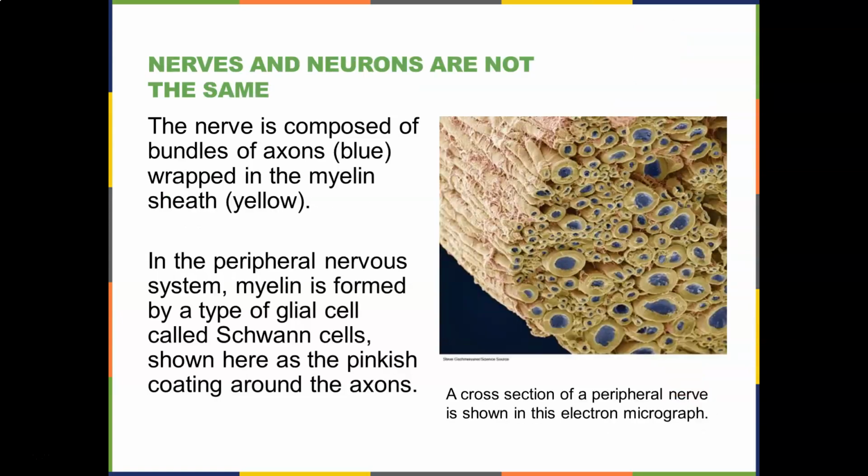Now, remember earlier I mentioned that neurons are not really nerves. Nerves might be made of neurons, but nerves themselves are not neurons. This is a cross-cut, an actual nerve right here, and it's a bunch of neurons bundled together. That's the important thing to understand from this slide.